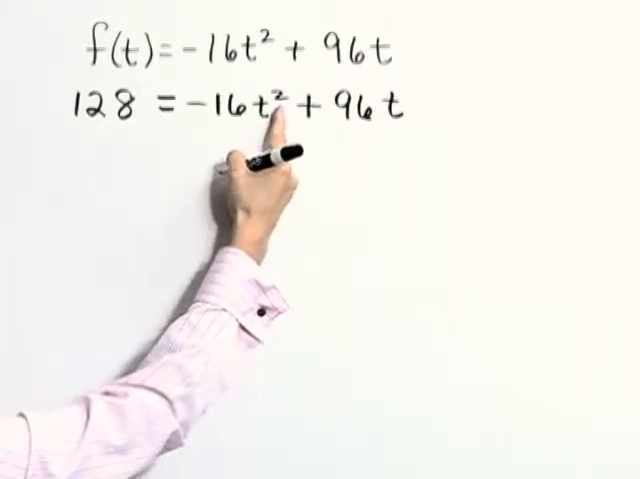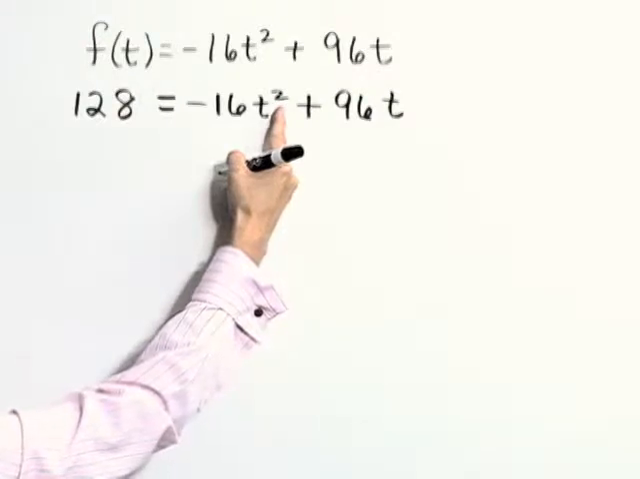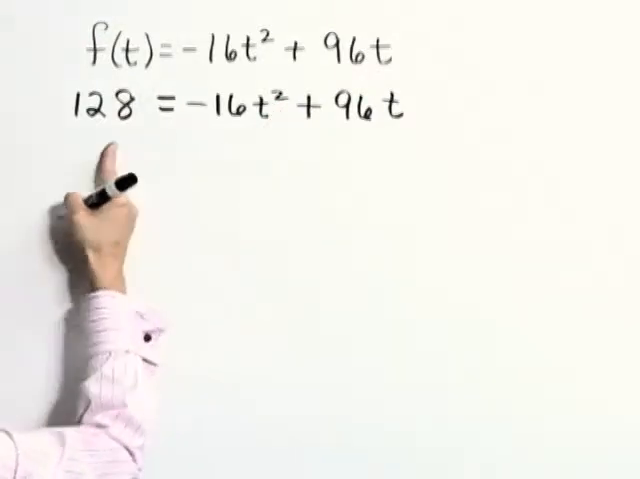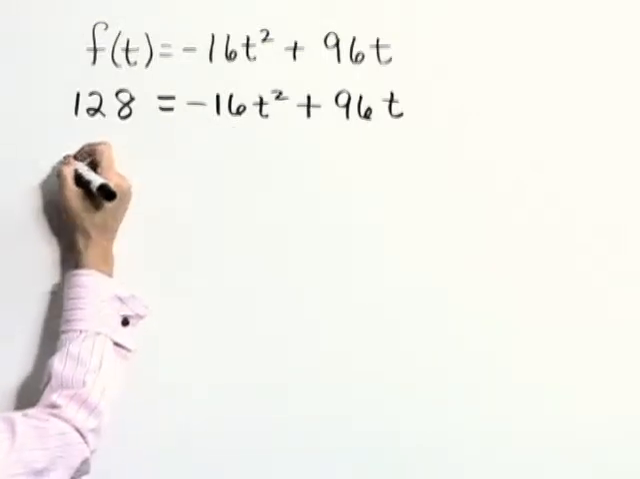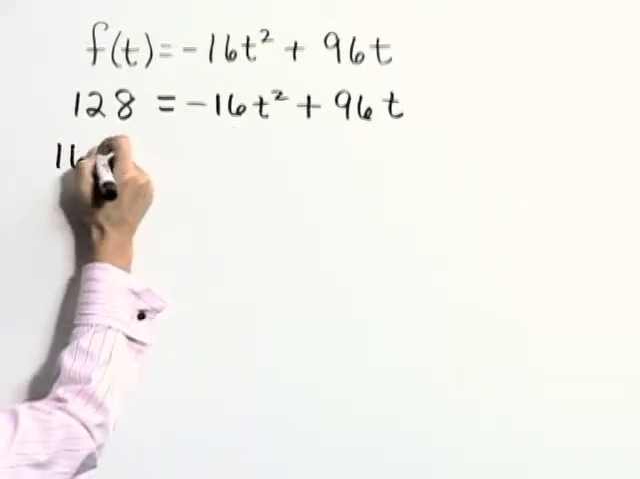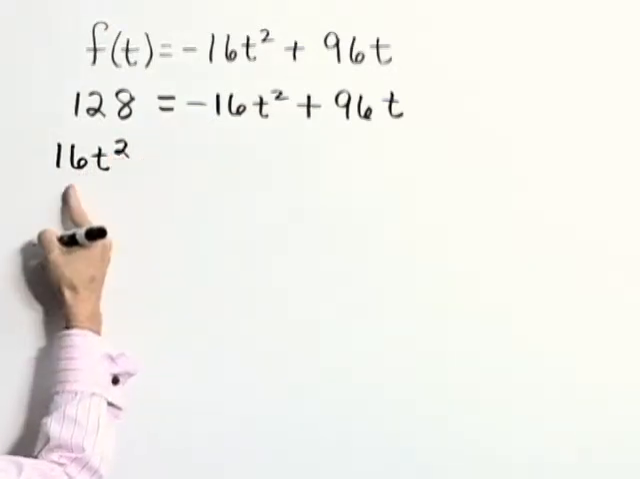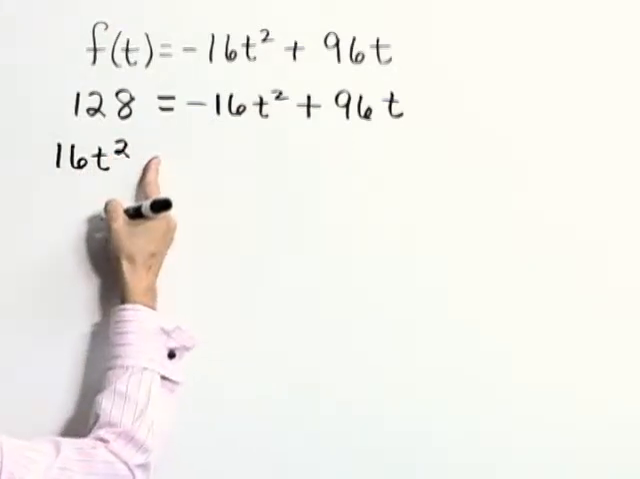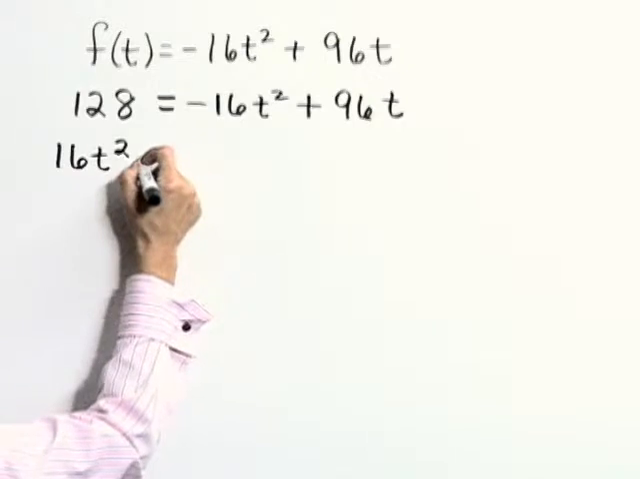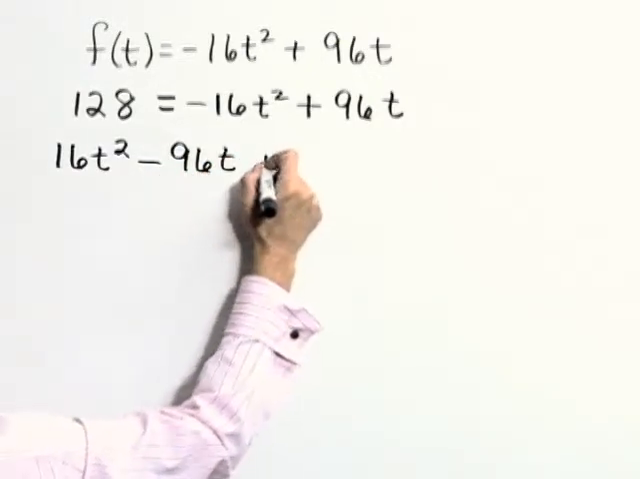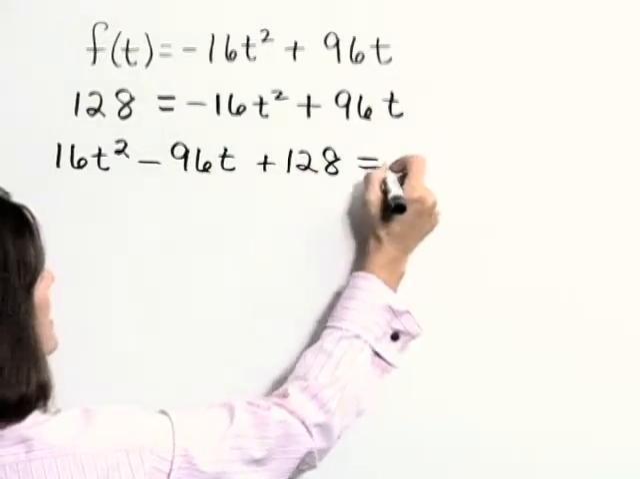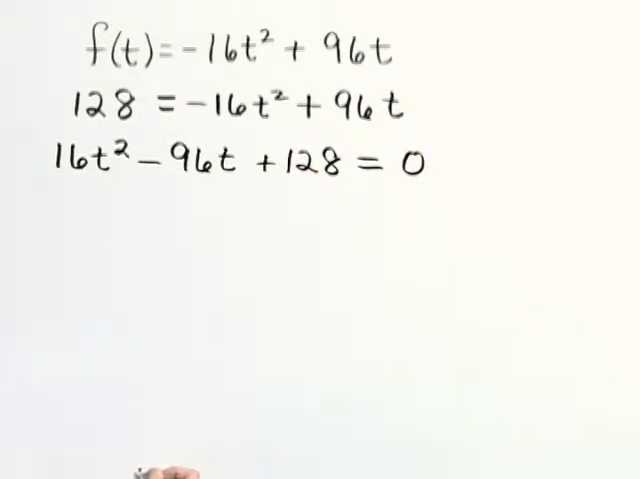We have a quadratic equation. Let's put it in standard form. I'm going to do that by moving everything to the left. So adding 16t squared to both sides gives 16t squared on the left. We'll subtract that 96t from both sides. So minus 96t on the left, and plus our 128 is equal to 0.